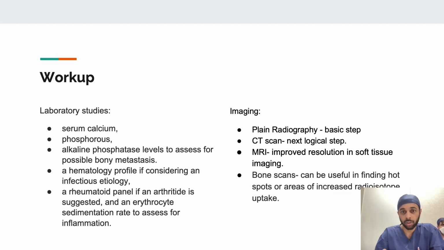CT scan would give you a three-dimensional picture of the bone, and you might be able to evaluate it much better. Suspecting that there is soft tissue involvement, you want to rule out how bad the soft tissue involvement is, and you can order an MRI so that you have improved resolution in the soft tissue imaging.